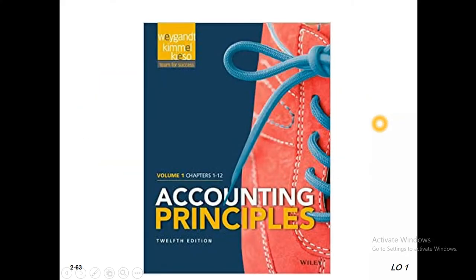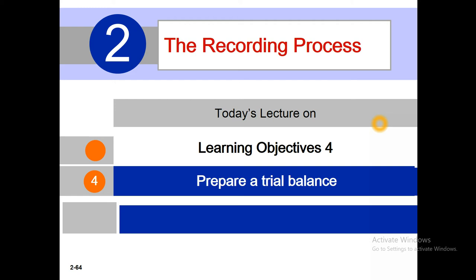Welcome. We are following this book. Today's discussion is on preparing a trial balance. This is learning objective 4, the recording process.